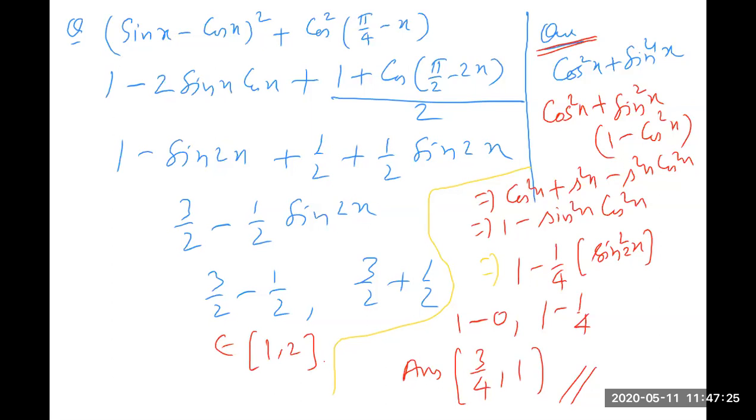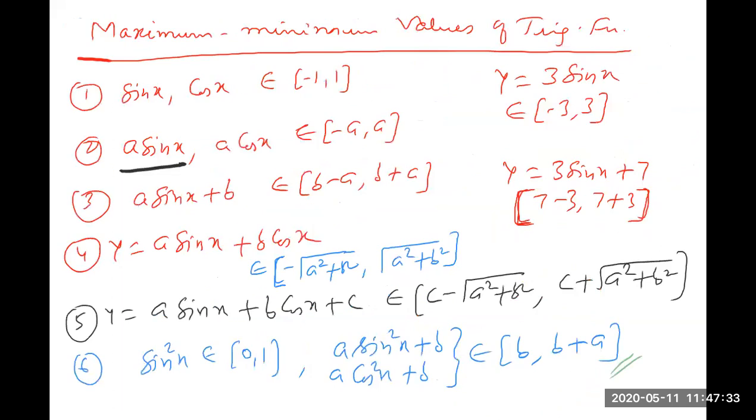So in this I have given you up to 6 formulas. See this list. Sin x, cos x varies between -1 to 1. A sin x plus b varies between b minus a to b plus a. y is equal to a sin x plus b cos x varies between minus under root a square plus b square to plus under root a square plus b square. A sin x plus b cos x plus c varies between c minus this and c plus this. And sin square x will vary between 0 to 1.